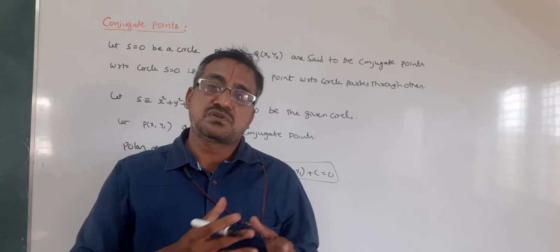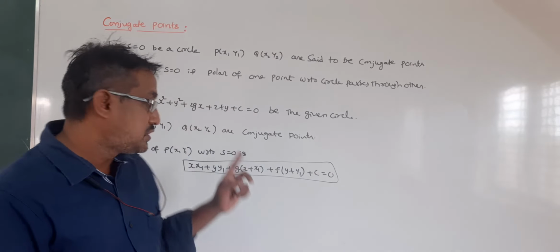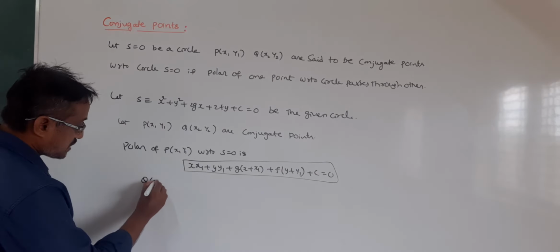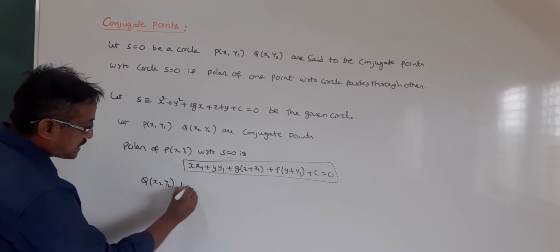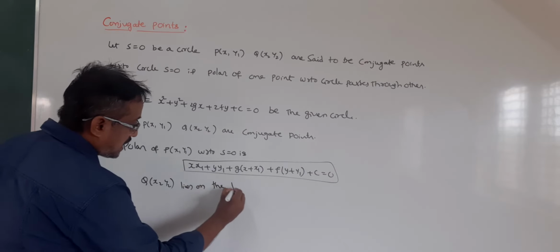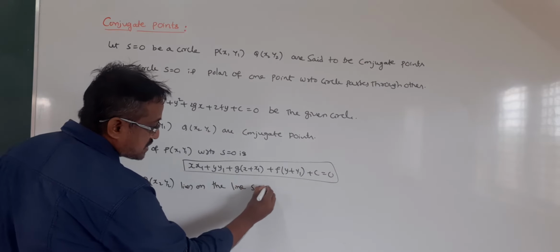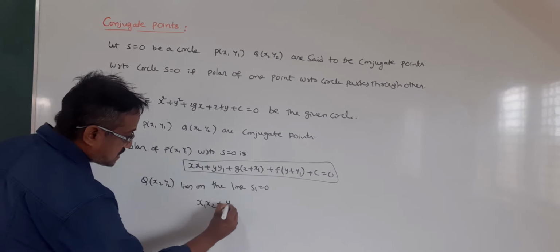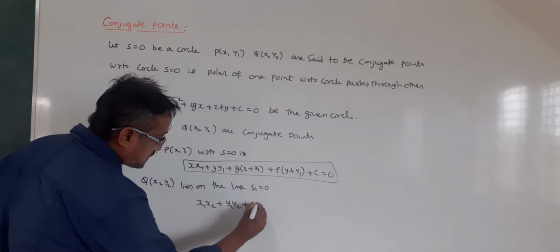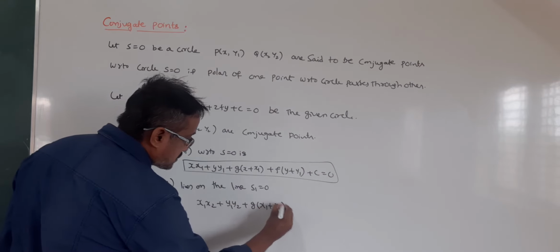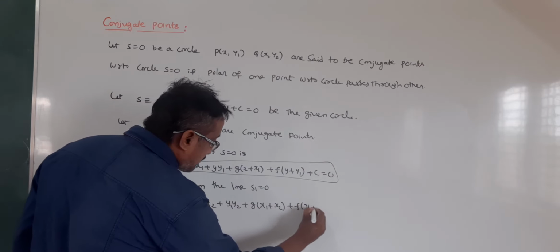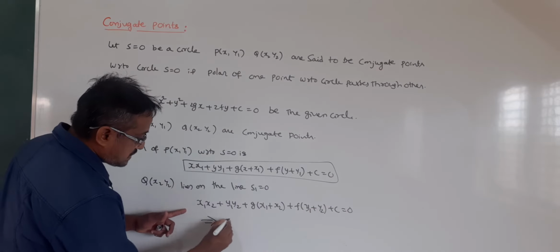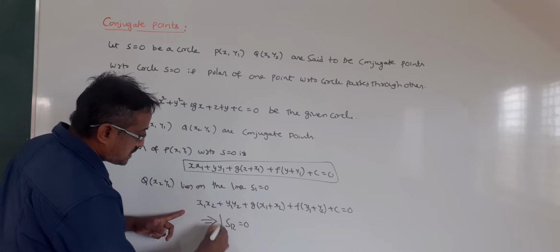Now since these two are conjugate points, Q lies on this line. So Q(x2, y2) lies on the line S1 is equal to 0. So that is x1 x2 plus y1 y2 plus g of x1 plus x2 plus f of y1 plus y2 plus c equal to 0, which is S12 is equal to 0.